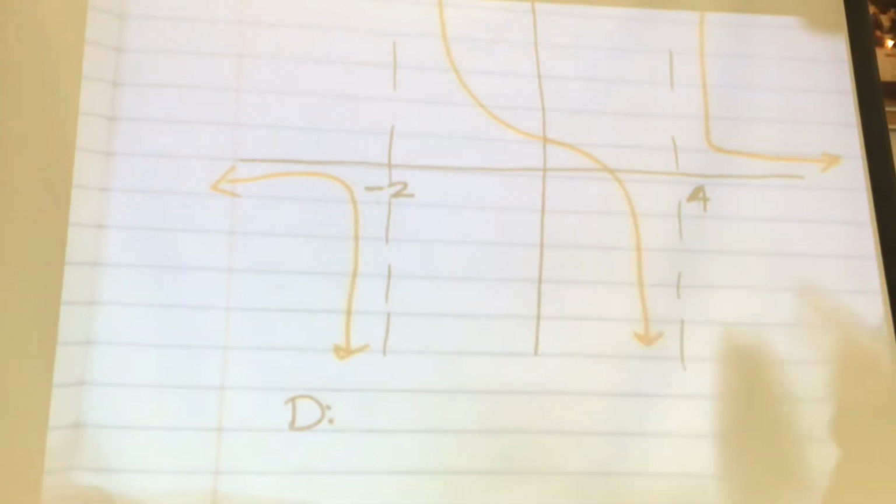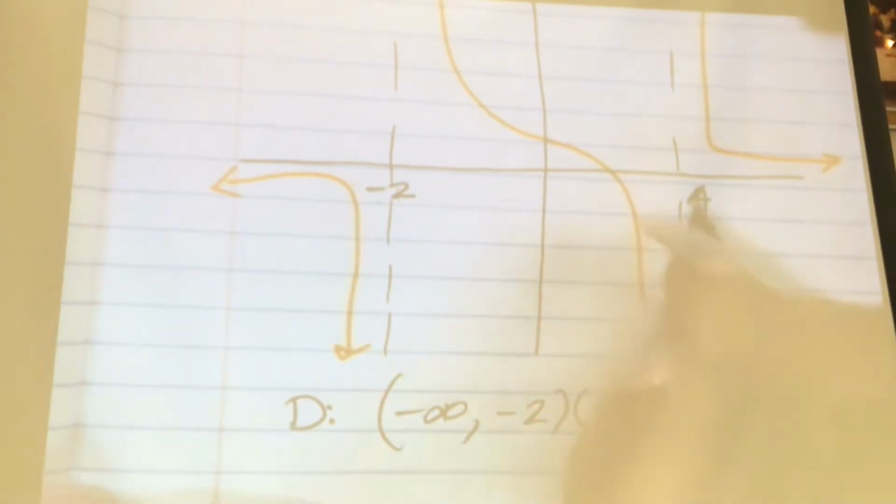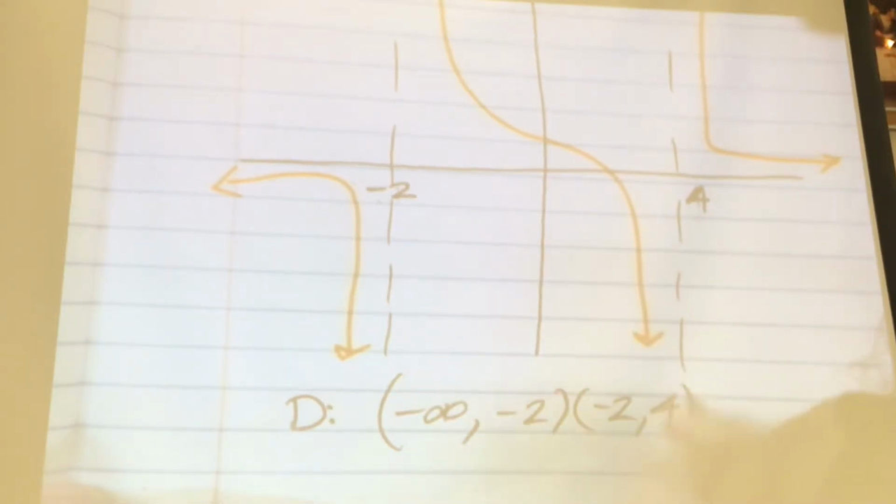Can we do the function notation first? Ready? Negative infinity to what? To -2. Pick it back up at -2. Be careful. Don't forget the middle part. -2 to, careful, to 4, because it's not through the 4, right? And then 4 to infinity.